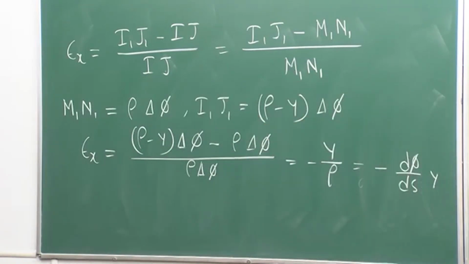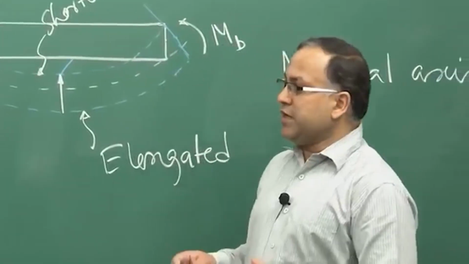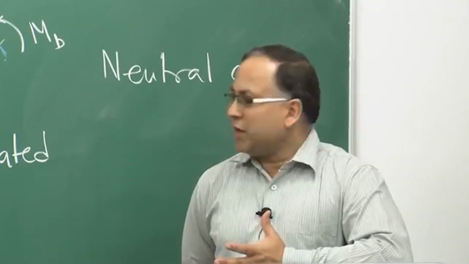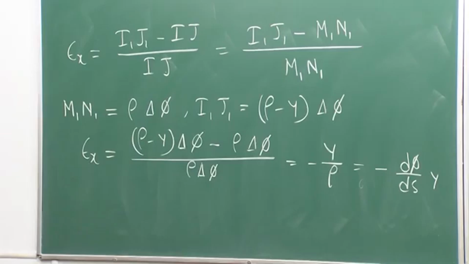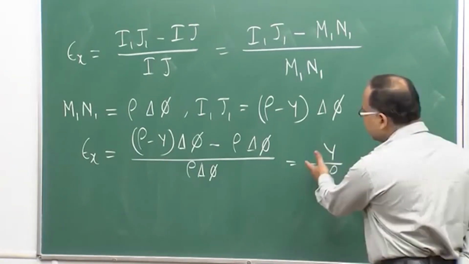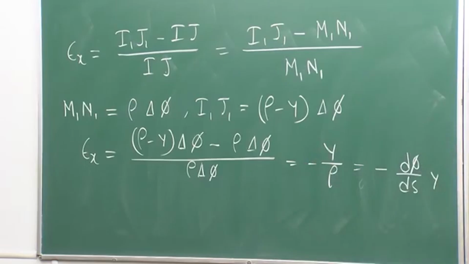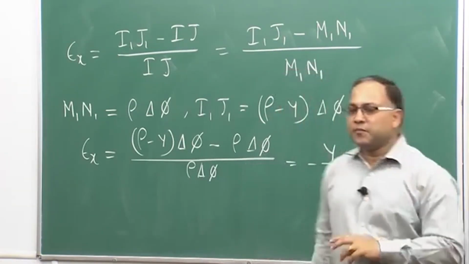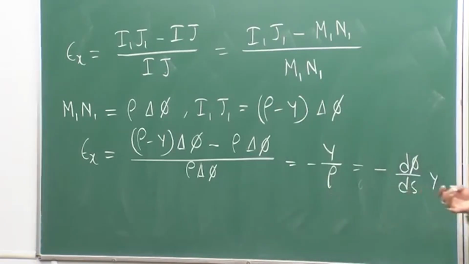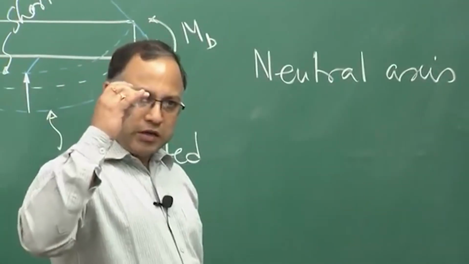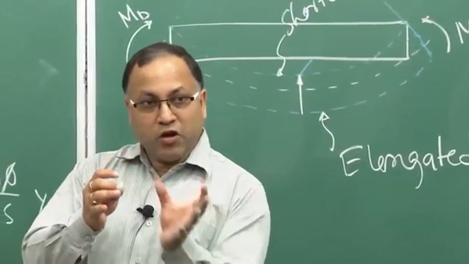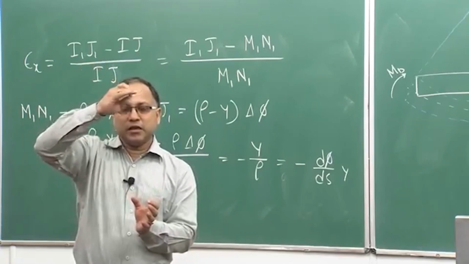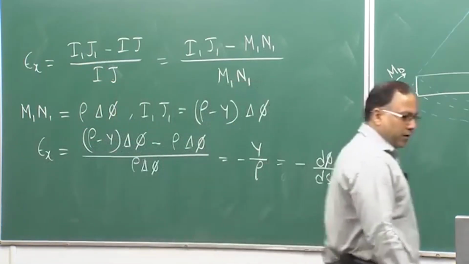Because this indicates that there is a shortening above the neutral axis, as we are talking about. This minus sign is basically indicating that you are getting a shortening above the neutral axis. If you go below the neutral axis, you will get a plus sign, that means elongation is happening. So, the neutral axis is the boundary between the elongated fibers and the shortened fibers. That is creating the boundary between these two.